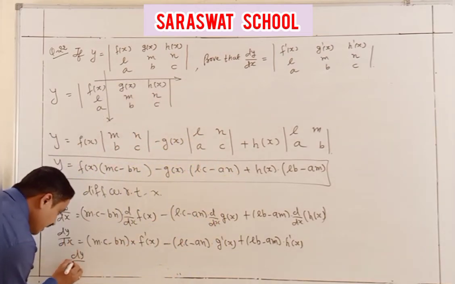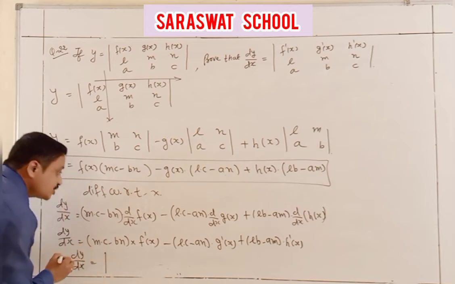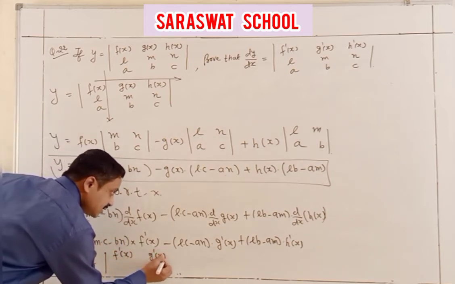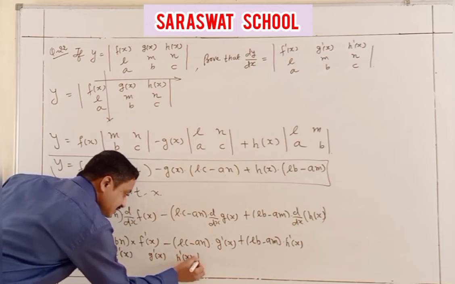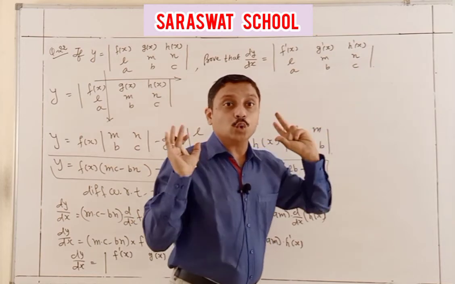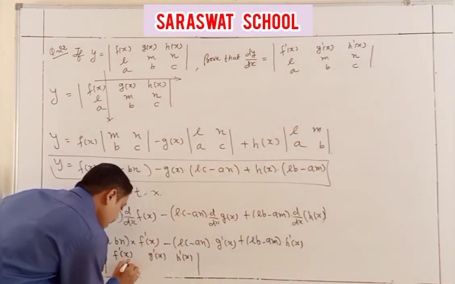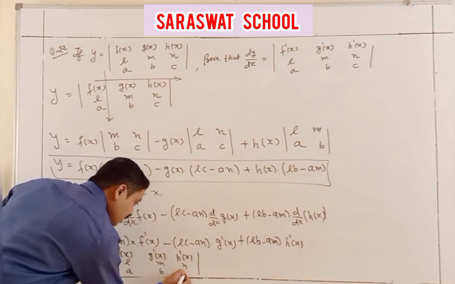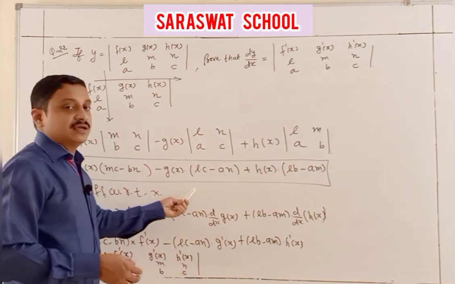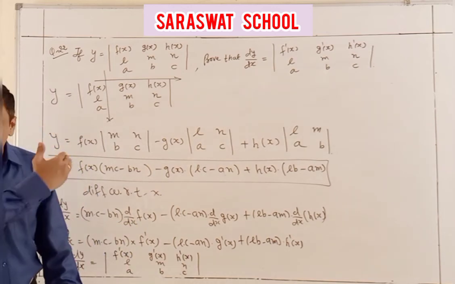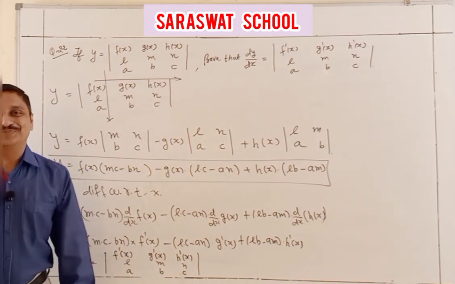but your original form of our 3 cross 3 determinant. So dy by dx is f dash x, g dash x and h dash x. I just only write down that row. The other rows are L, M, N the same, and the other is A, B, C, and that is easily our turn for this numerical. Now I will go ahead to the next one, students.